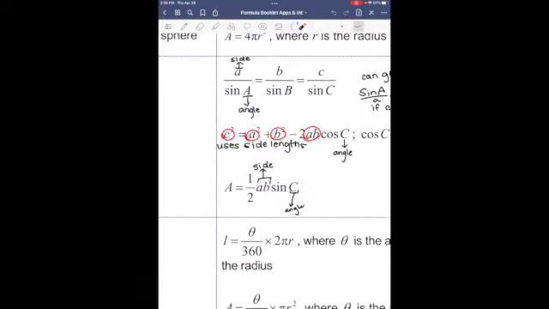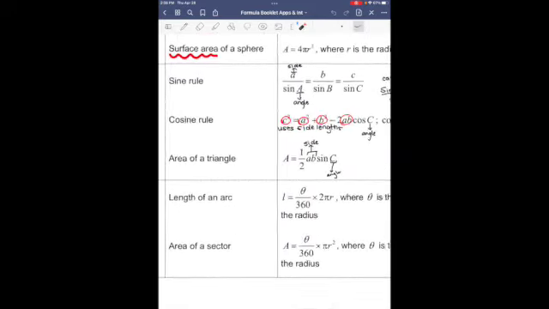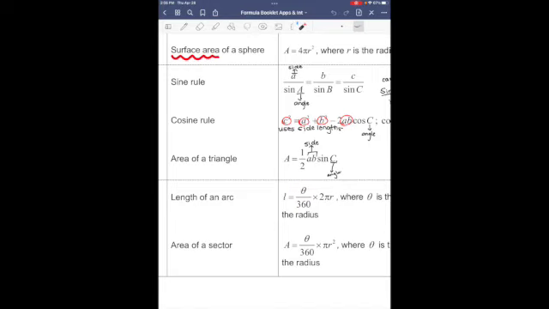Let's talk about the area of the triangle. I said there was another formula. Here it is. Again, sides A and B with angle C. So if you have a triangle and this is A and this is B, this is going to be C. Great, we've covered it. Moving on, length of an arc. Theta is going to be the angle in degrees. Make sure that your calculator is in degree mode. All right, great. R is still going to be the radius.